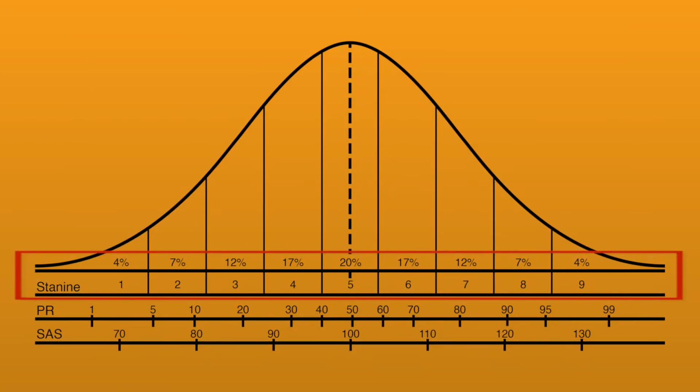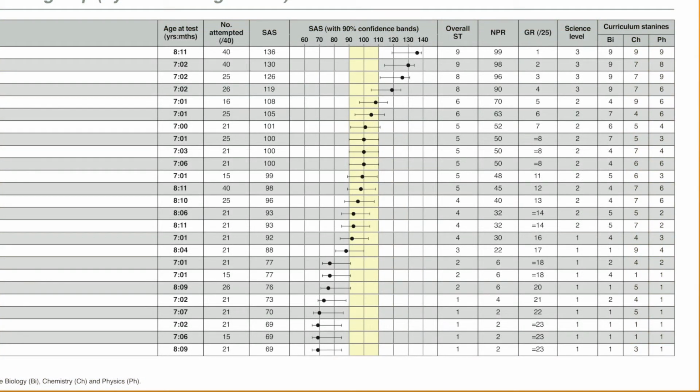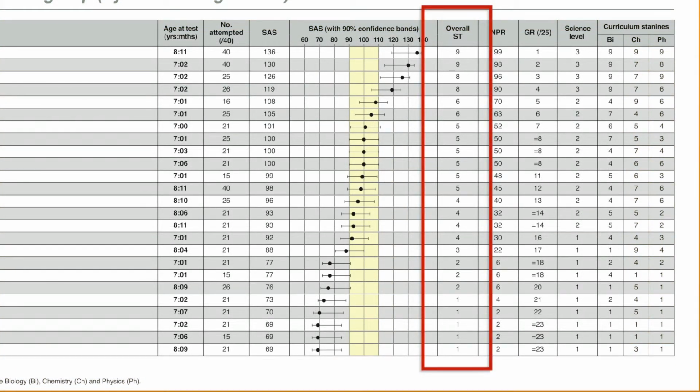Stanine is short for standard nine, the standard distribution divided into 9 even parts. For instance, a stanine score of 1, 2, or 3 is below average. 4, 5, or 6 is average, and 7, 8, or 9 is above average. In the reports, recommendations about intervention and other implications for teaching and learning are based on stanine scores, as we'll see in a moment.